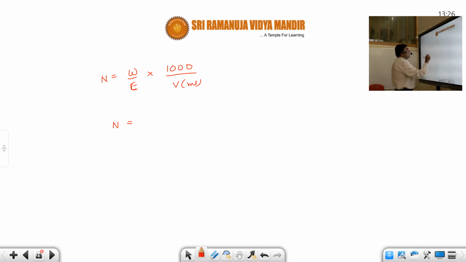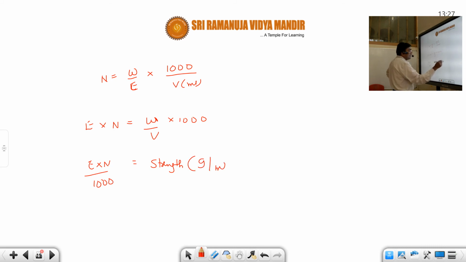you can see here, normality into equivalent weight is equal to weight into 1000 by volume. This relationship is called strength. Weight by volume is called strength. Sometimes in the examination strength will be asked. So this strength will be E into N by 1000. This strength is in gram per ml because this weight is in gram and this is in ml. So strength is gram per ml.